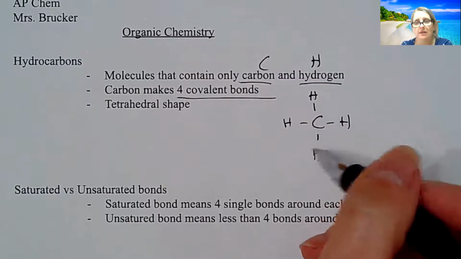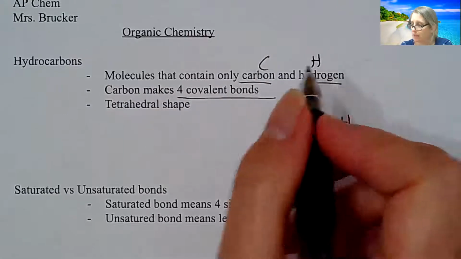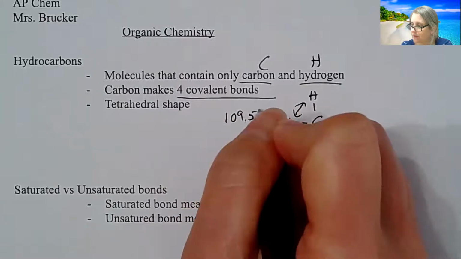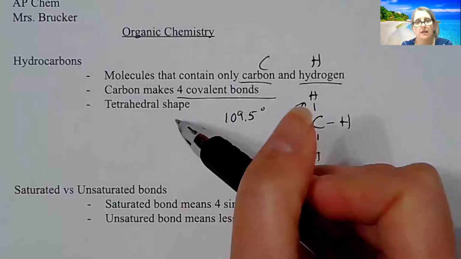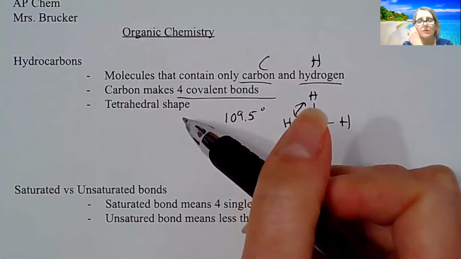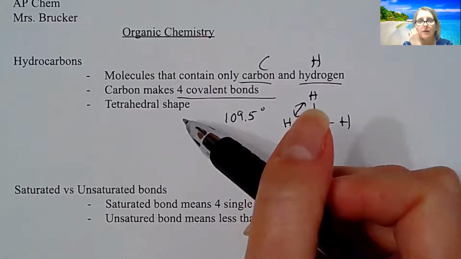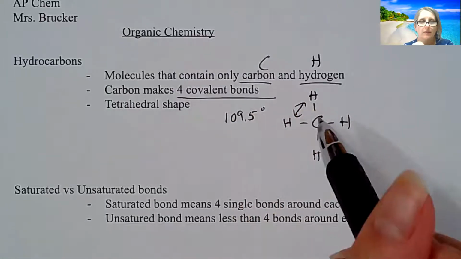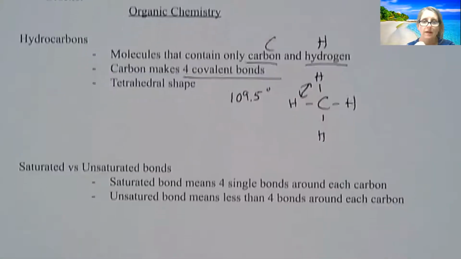And again, it's on a flat piece of paper here. But really the bond angle between hydrogen and hydrogen here is about 109.5. It's a very distinct shape that you find in nature. It's a pretty prevalent repeating pattern. We will be discussing that as we go along. But again, hydrocarbons are carbons with hydrogens.